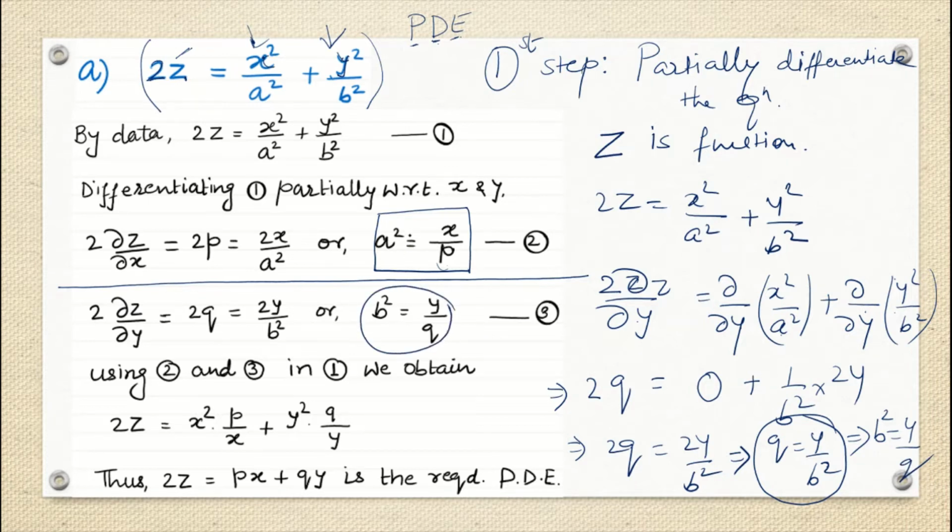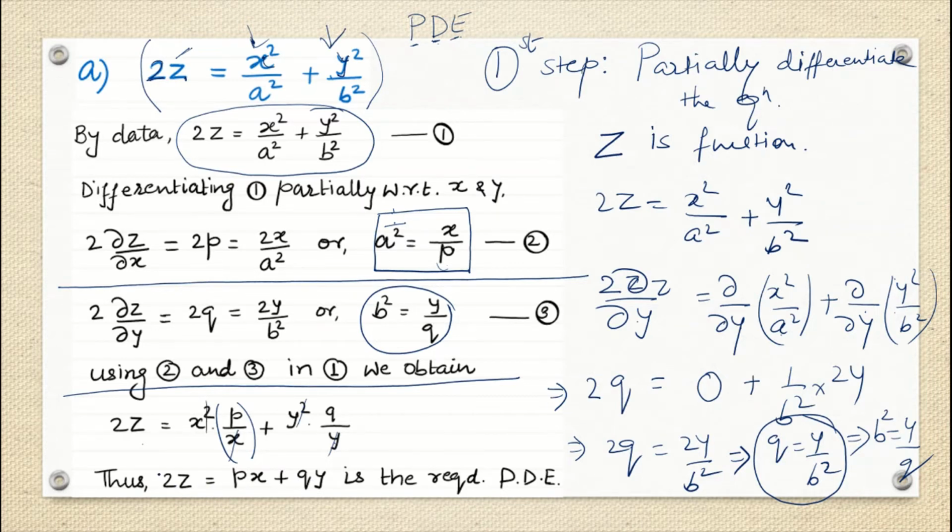So I got what is a square, I got what is b square. So finally in this given equation, I'm going to replace a square with x by p. So if you will see here, what are we writing down? 2z, this is left hand side, equals x square into 1 by a square. So 1 by a square will be how much? Will be p by x. So x square into p by x plus y square into 1 by b square. 1 by b square is q by y. So y gets cancelled, x gets cancelled. So this is 2z equals px plus qy.